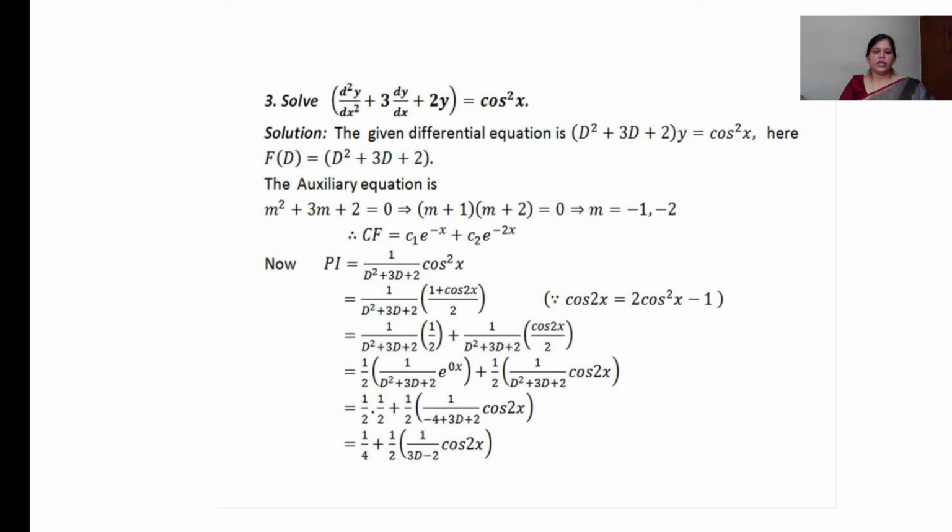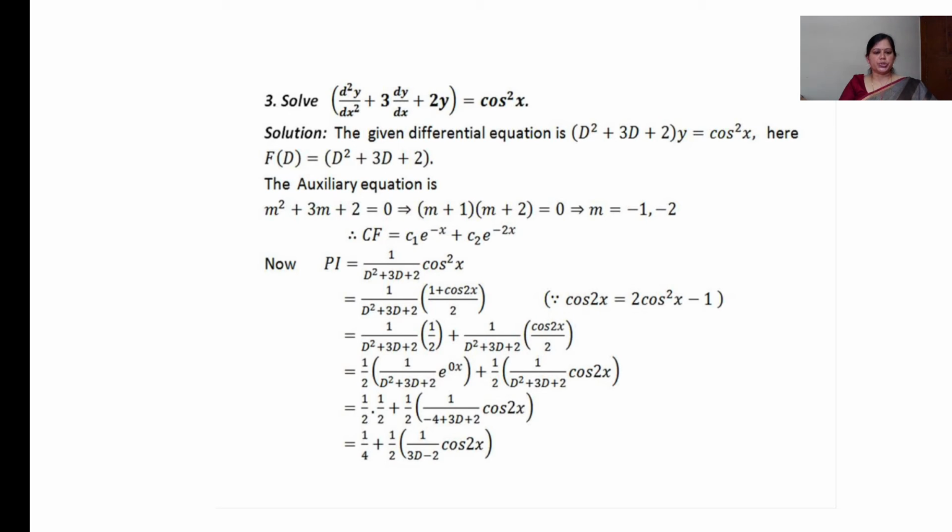Then for the second term, we take the 1 by 2 outside: 1 by D square plus 3D plus 2 into cos 2x. So we have two terms here for the particular integral. For the first term, we use the first type of particular integral method. For the second term, we use the cos ax form, that is the second type of particular integral. I will explain the first term first, then we will move on to the second term.